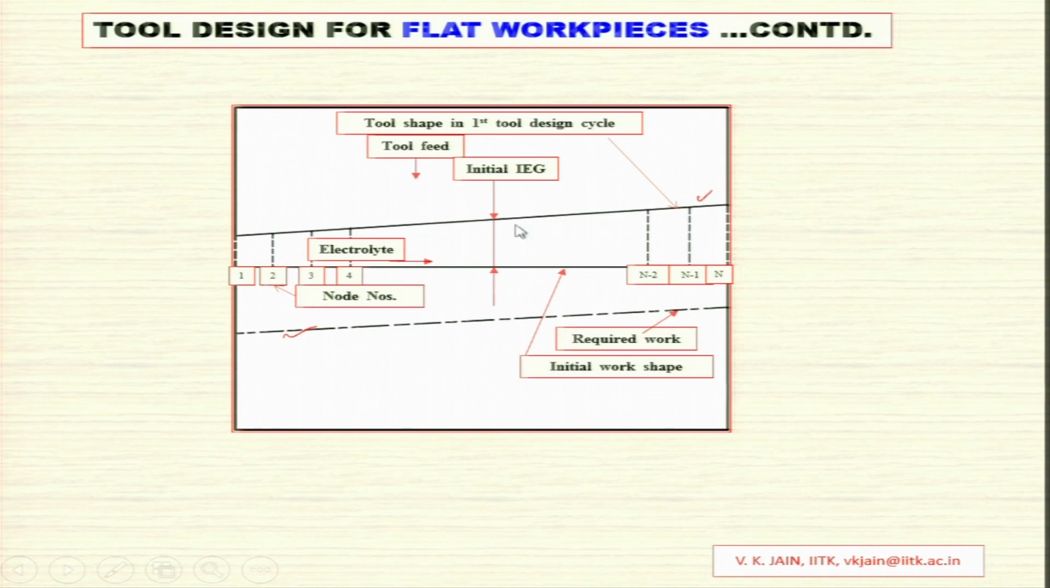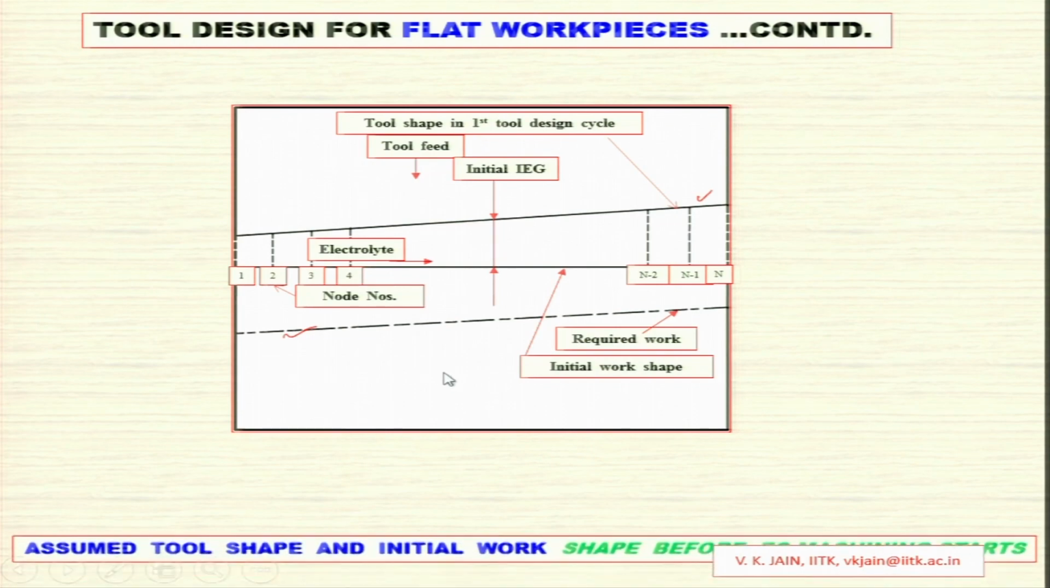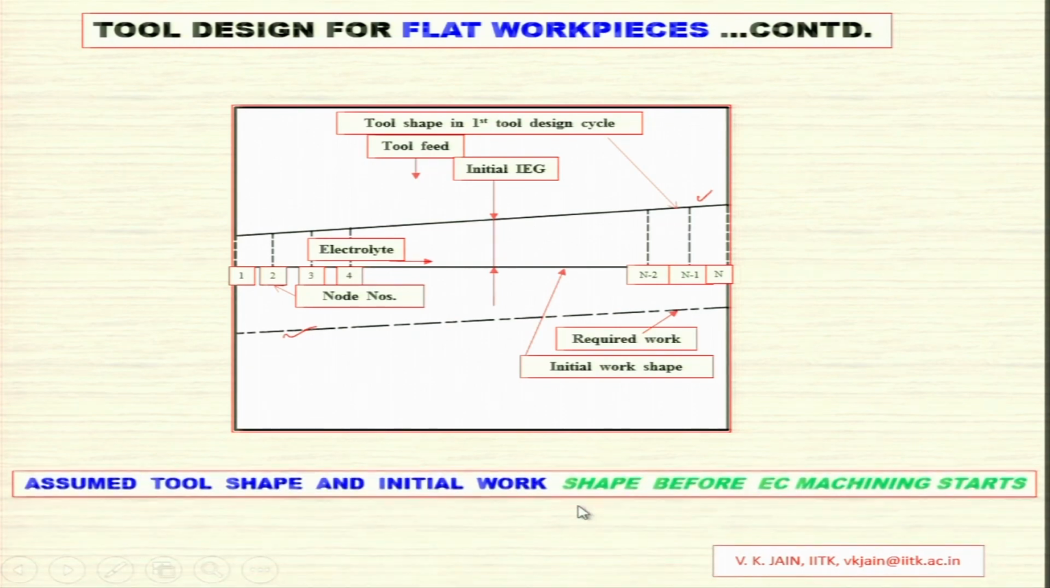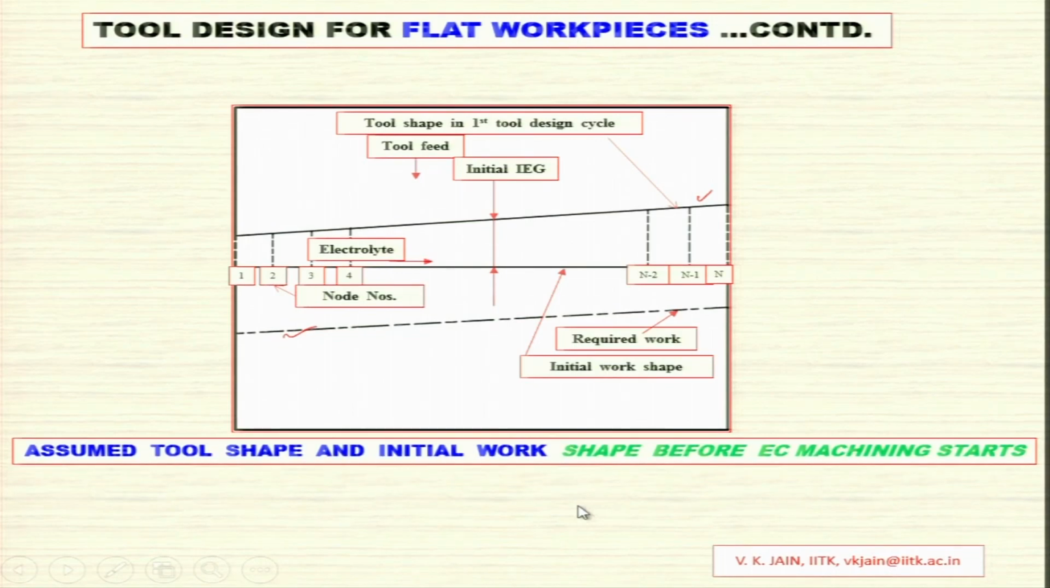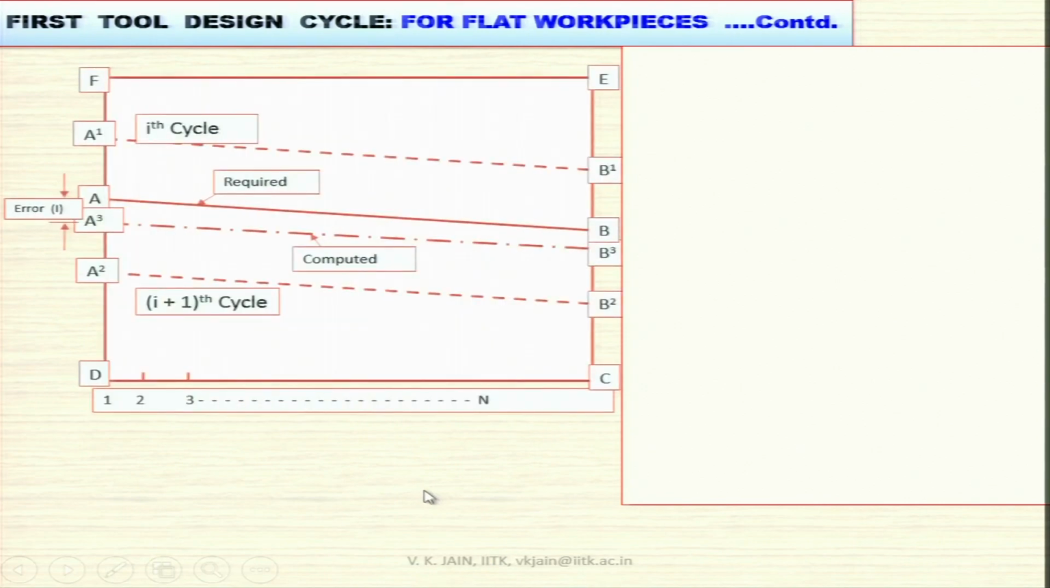Initial work is here, this is the initial inter-electrode gap. Assume tool shape and initial work shape before electrochemical machining starts, because this is the computational work, so you have to assume both. First tool design cycle continues.